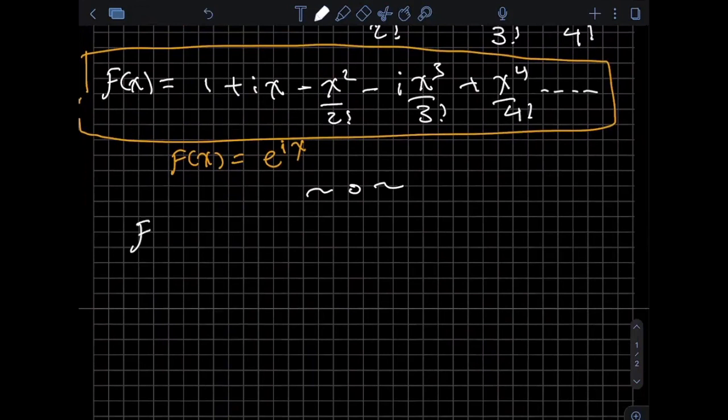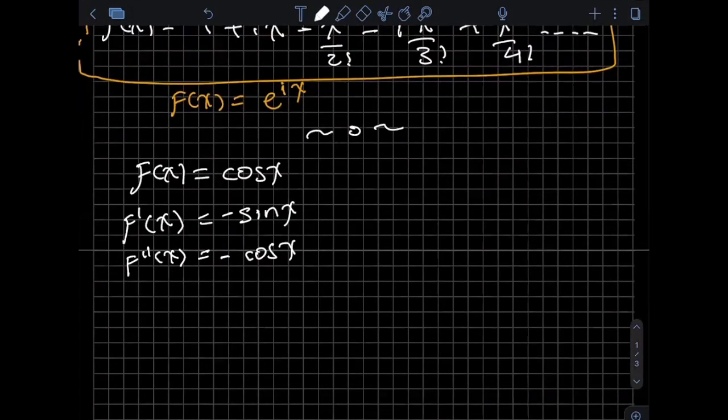Now, if we consider f of x to be cosine x, we would have f prime of x will be negative sine x. f double prime of x will be negative cosine of x. f triple prime of x will be sine x. And f fourth prime of x will be cosine x.